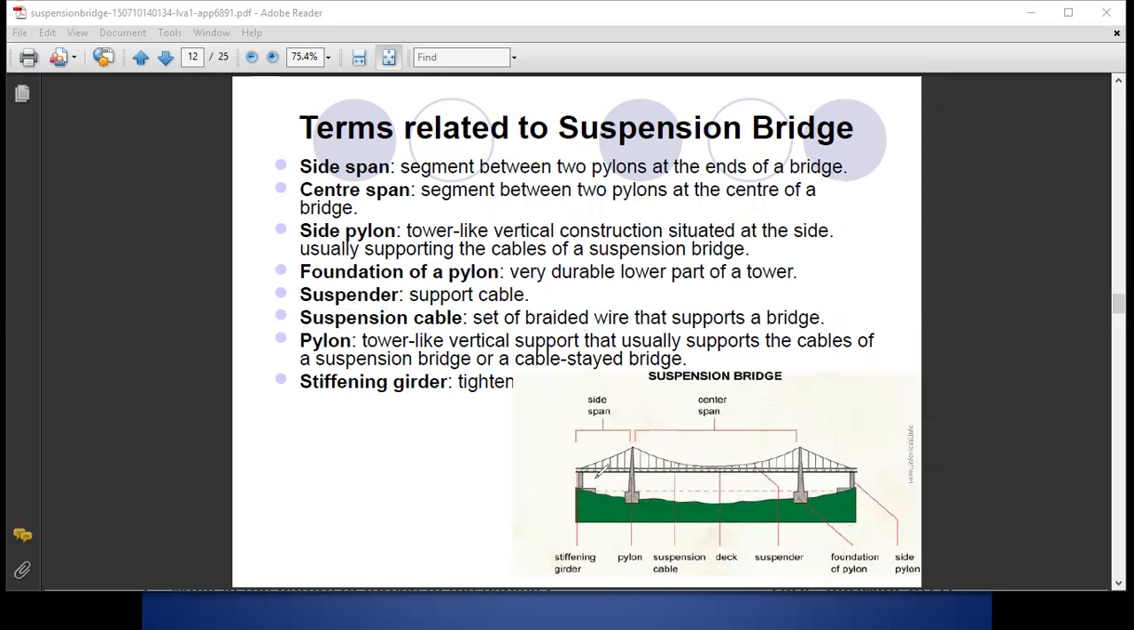So girder is nothing but one type of beam, but the span is more compared to the beam. Okay, so for giving the stiffness to the pylon, we are providing an additional member that is called a girder, and that girder is called a stiffening girder. So these are the different terms which are used in case of suspension bridges.